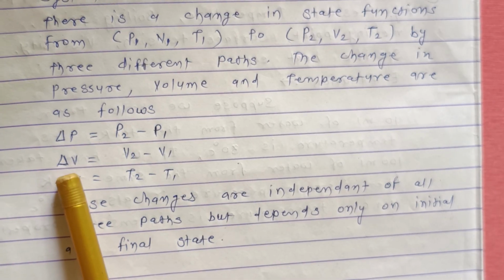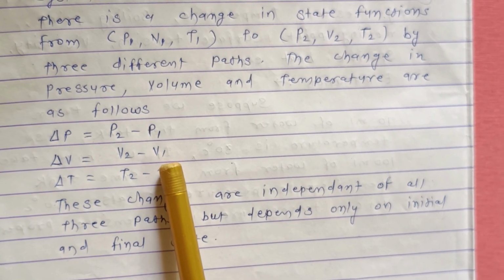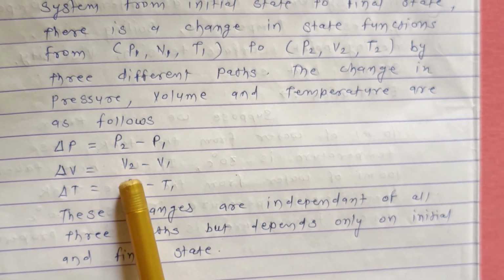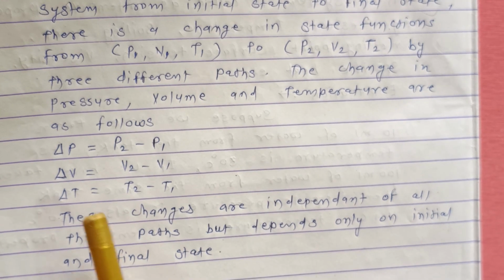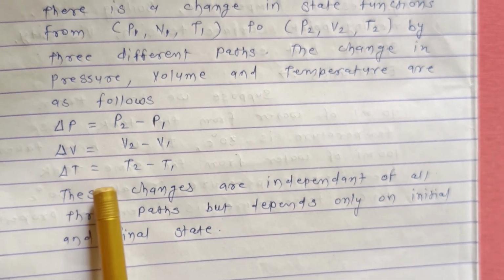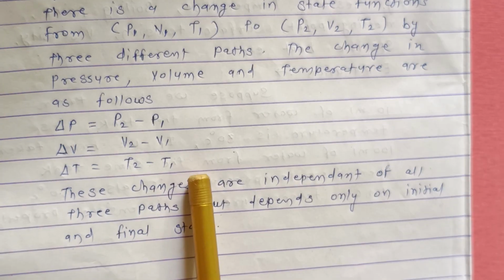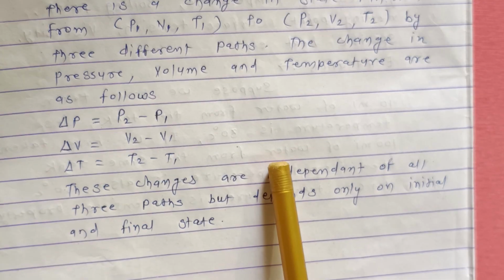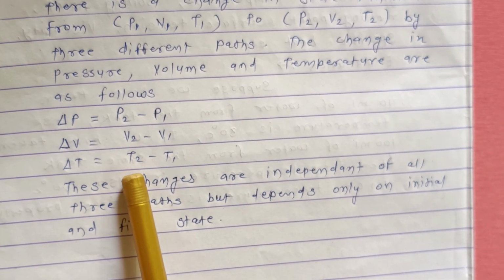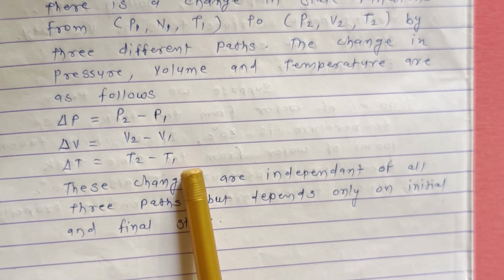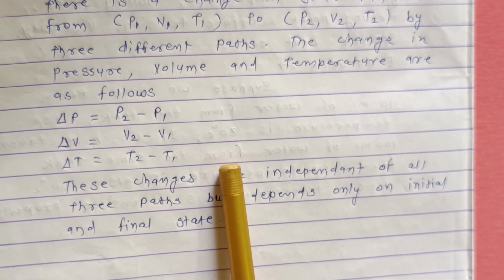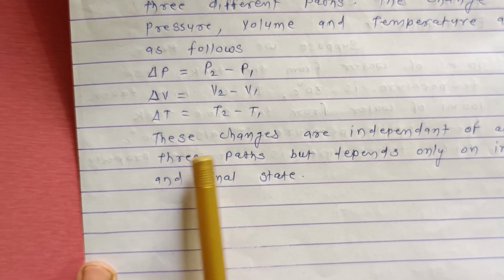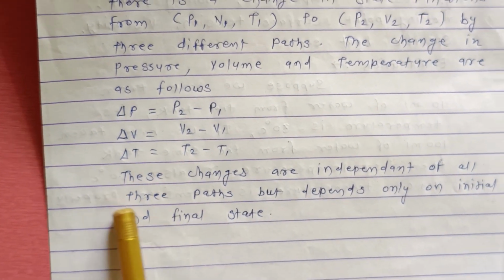Same is the condition of volume. Change in volume delta V is equal to V2 minus V1. First volume is 1 dm cube, second volume is 3 dm cube. So 3 minus 1 will be 2. Same is the condition of temperature. Change in temperature can be calculated using the formula delta T is equal to T2 minus T1. Suppose the first temperature is 100 degrees Celsius, the second temperature is 120 degrees Celsius. So final temperature 120 minus initial temperature 100 means it will be 20. So the change in pressure, volume and temperature can be calculated by considering the final and initial state, not the path.